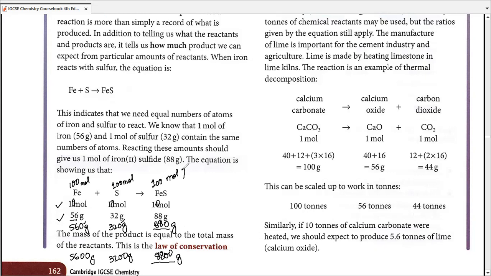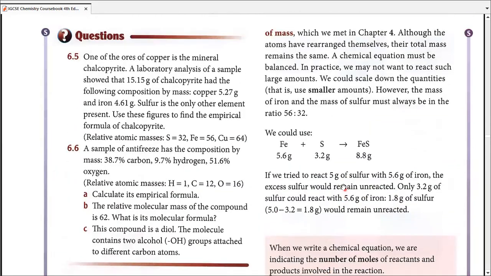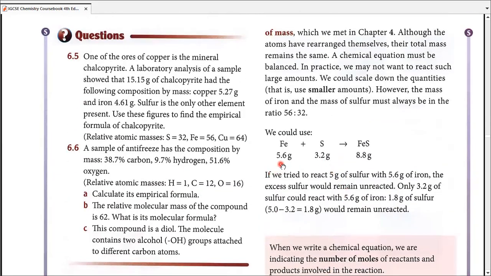Since we have only been doing examples of scaling it up, let's do an example of scaling it down, which actually is a part of the book. Now, let's consider this. If I take, instead of 56, only 5.6 grams, and instead of 32, only 3.2 grams, how many grams of iron sulfide would I produce? 8.8. Does it make sense?